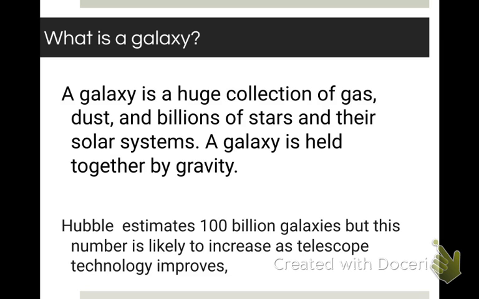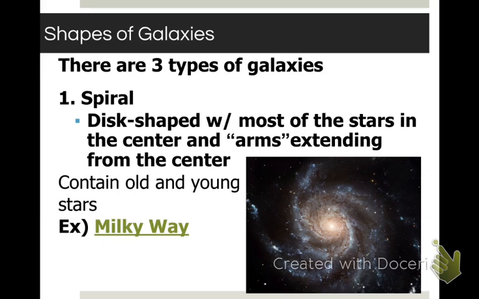There's a ton of different stars within the galaxy, and there are billions of galaxies as well. Hubble estimates 100 billion galaxies, but we know there's probably a lot more. That's just as far as we can see with our telescope. So a galaxy is just a bunch of stars, a bunch of gases, and dust, and that's it. Yet they are very pretty. So there are three shapes of galaxies.